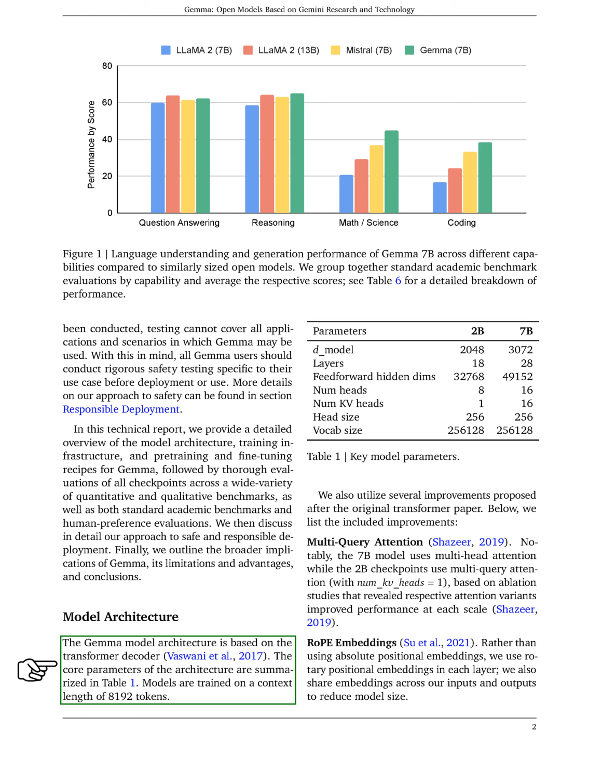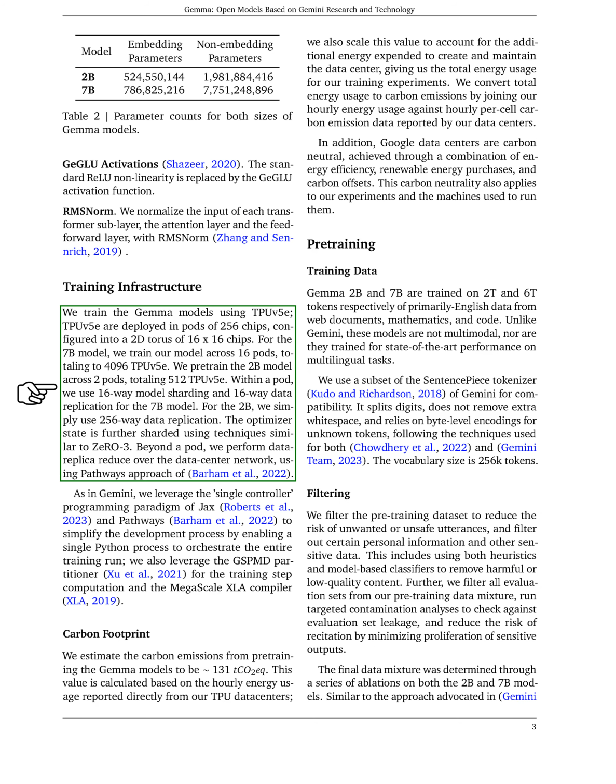Model architecture. The Gemma model is based on the transformer decoder and trained on a context length of 8,192 tokens. We have incorporated several enhancements, including multi-query attention, RoPE embeddings, GeGLU activations, and RMSNorm, to improve performance at different scales.